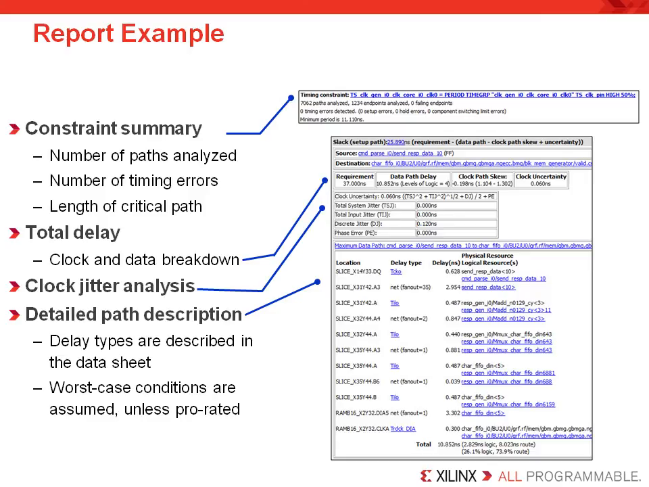Just to the right of the delay type is the actual delay. You should note from this example that this data path has 4 logic levels. That is the number of TILO delay types, or LUTs, that are on this path. This report will also show you the actual net delays for each part of the route and the corresponding fan-out. In this example, the net that goes from the first register to the first LUT has a fan-out of 35.